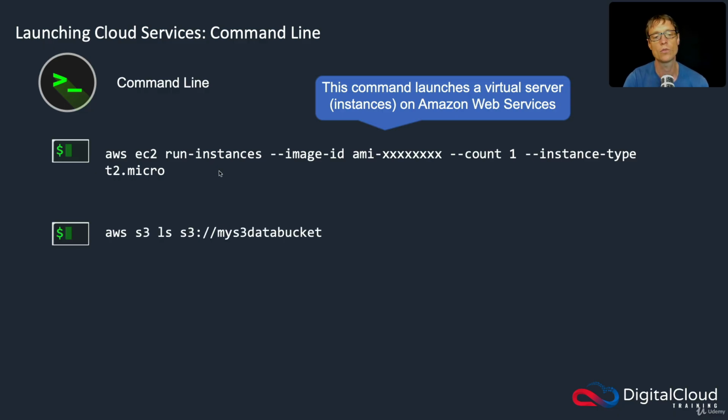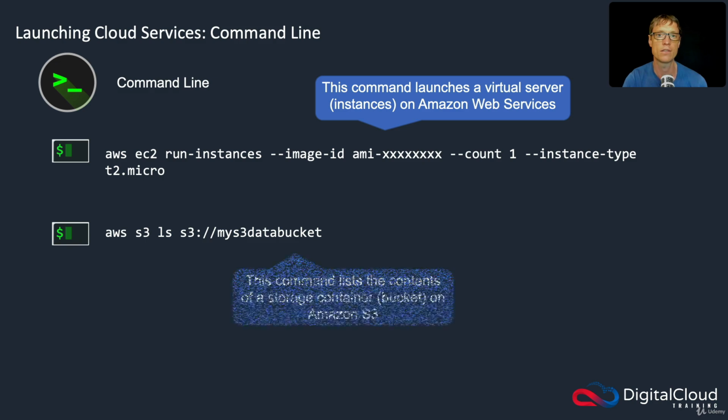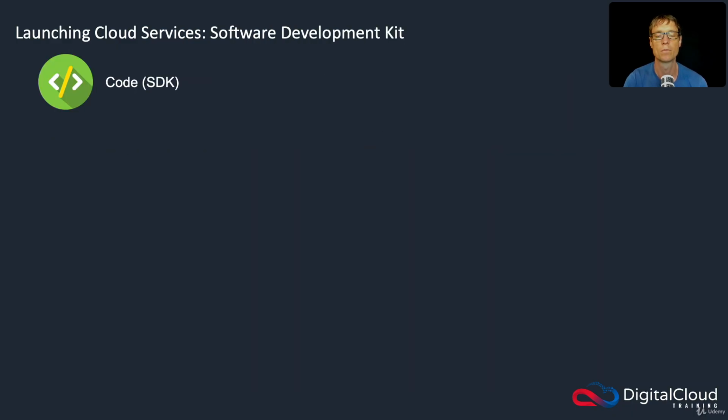And then we could also run another command that lists some data in a bucket. So a bucket is a type of container on an object storage system. And this command says AWS S3, that's the name of the service, list the data in this bucket. So that's how you would use a command line interface in order to interact with the cloud service.